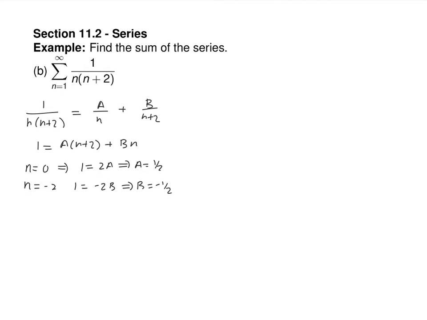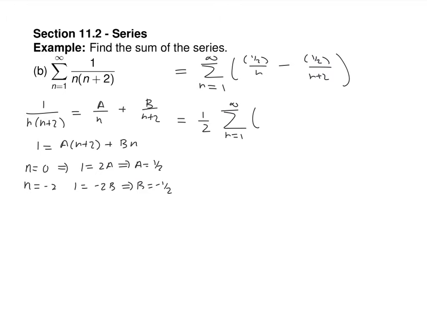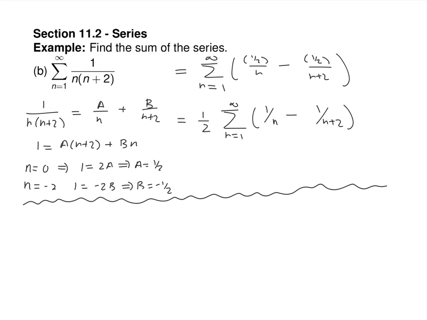So this series is the same thing as the sum from n equals 1 to infinity 1/2 over n minus 1/2 over n plus 2. And just to make this simpler, I'm going to take that 1/2 out. And I'll have 1/2 times the quantity sum 1 over n minus 1 over n plus 2. Now to find the sum of a telescoping series, you have to find an expression for the nth partial sum. So what do you get when you add up the first n things?